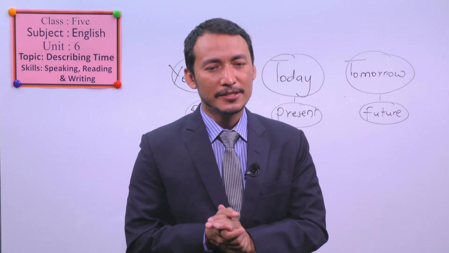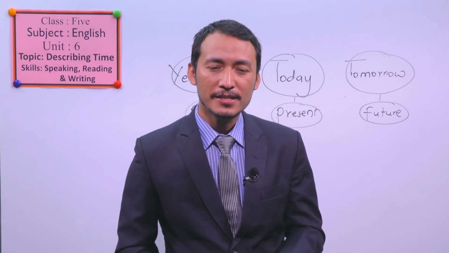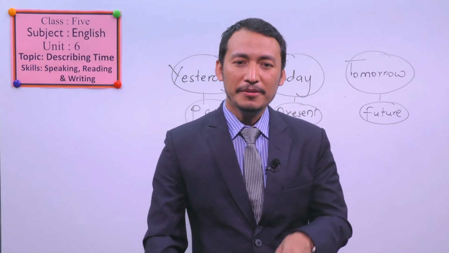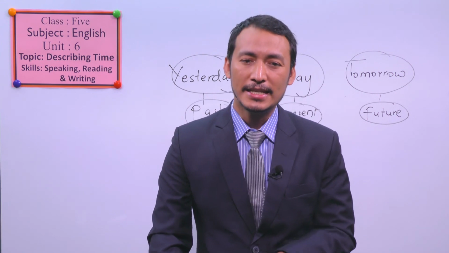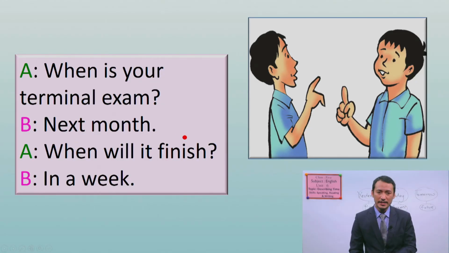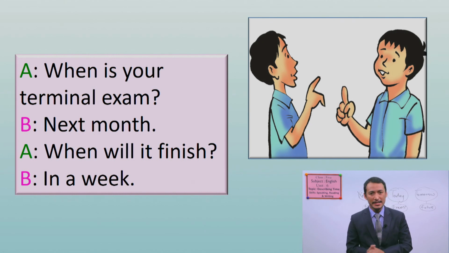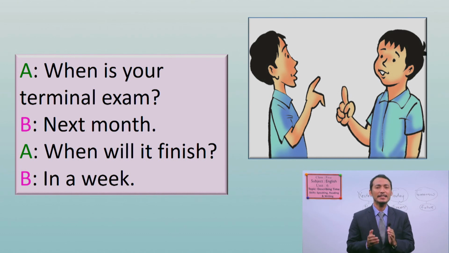Okay? So can you use this sentence, question, and ask someone? And you can answer if someone asks you like this, next month, next week, next year, the next day, or tomorrow. And when will it finish? When will it finish means in what period of time it finishes. So the answer is in a week. In a week means in 7 days. Okay, students? Okay, in a week means in 7 days.